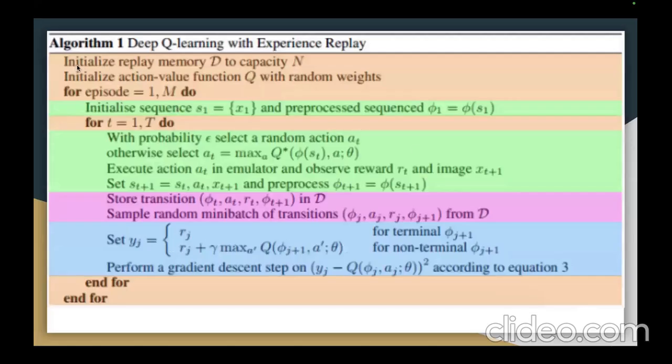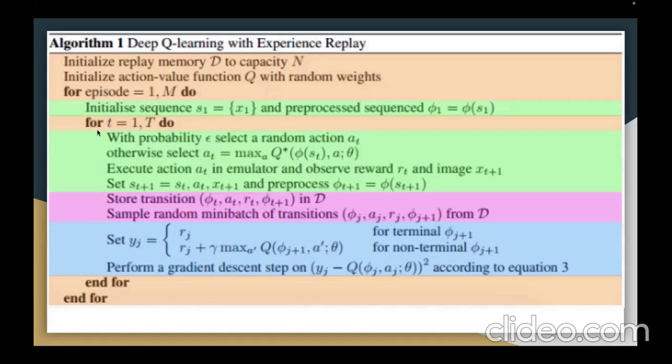So now we are ready to look at the pseudocode. Remember, we first initialize a replay buffer. It's basically an array with some capacity, typically 1 million or 10,000. And we initialize a neural network, typically with random weights. We will train our robot for M episodes, let's say 1,000 or 10,000 episodes. We first initialize a sequence, and the sequence is typically state, action, and next state pairs.